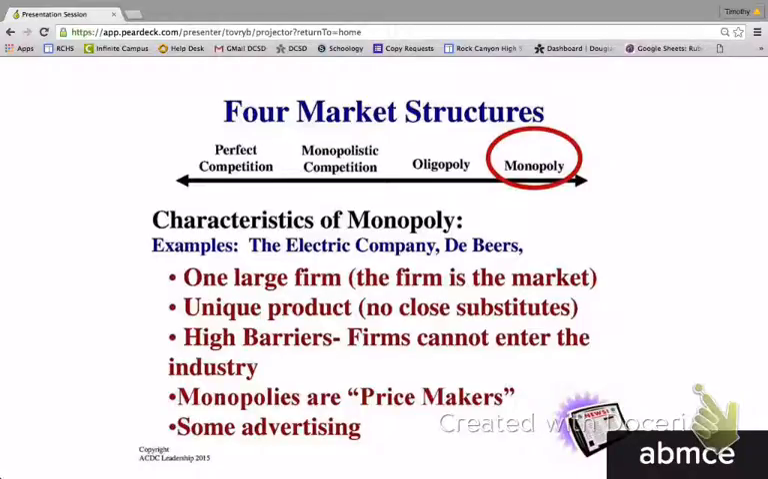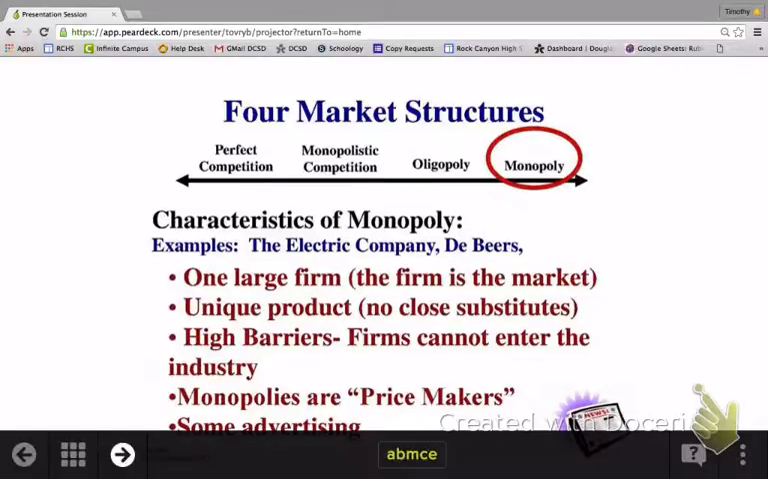And because of that, they will be making economic profits. That would normally attract other firms to enter the industry and take some of those profits away. The reason that they can't is because there are high barriers to entry that prevent firms from entering the industry and competing with the monopoly. There is no easy entry or exit like there was under perfect competition. And there may be some advertising with monopoly as well.